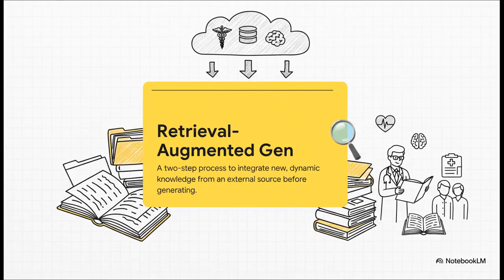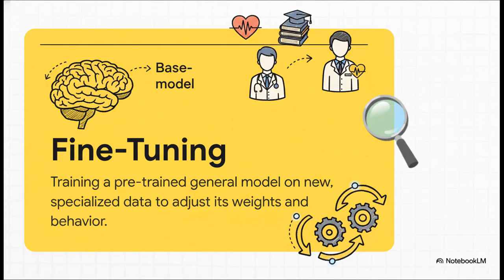Next, there's retrieval-augmented generation, or RAG for short. This technique is all about giving the AI access to outside information. So instead of just relying on what it's already been trained on, it can look things up in real time. This is like handing our doctor the patient's entire medical history and a library of the latest medical journals before they make a diagnosis.